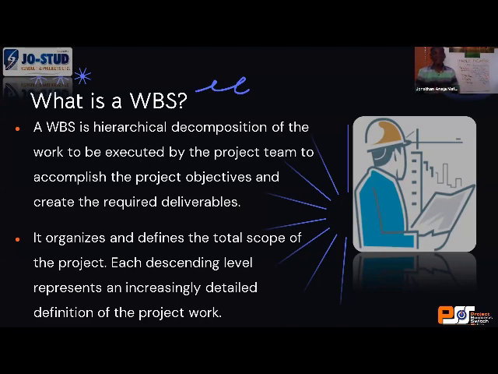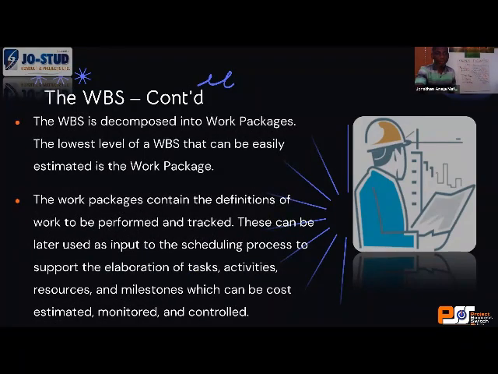Now, it organizes and defines your total scope. If you get your WBS wrong, there is a tendency that an item of your scope will be missed out. So whatever is not in the WBS, like most project managers will say, if it is not in the WBS, it's not part of the work and it's not part of the scope. So WBS organizes and defines the total scope of the work you want to do in a descending level until you get the required details for your work, right?